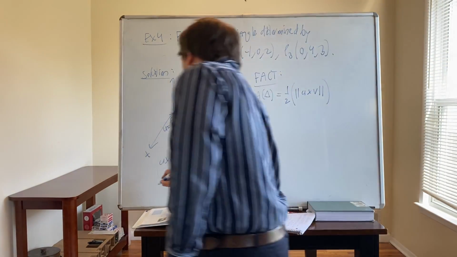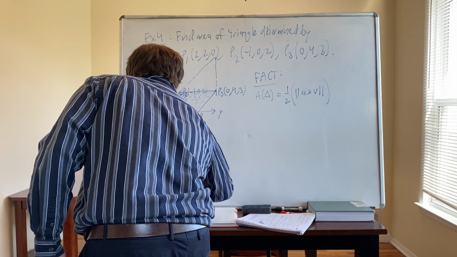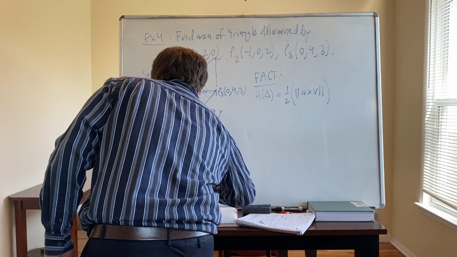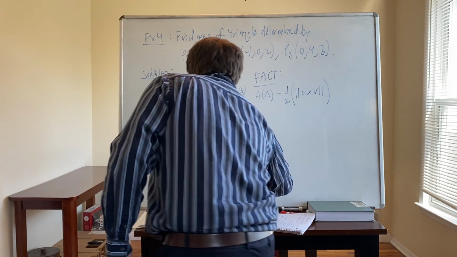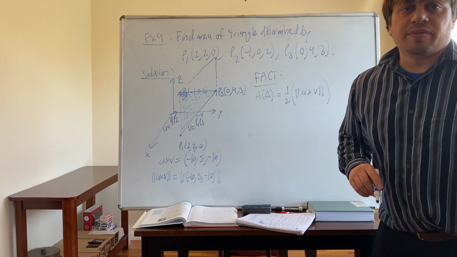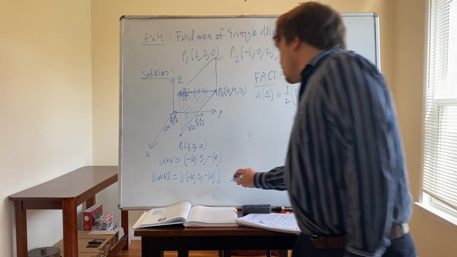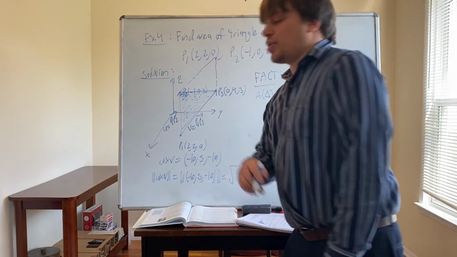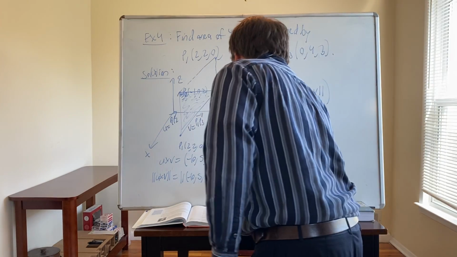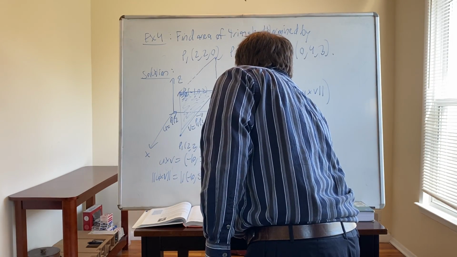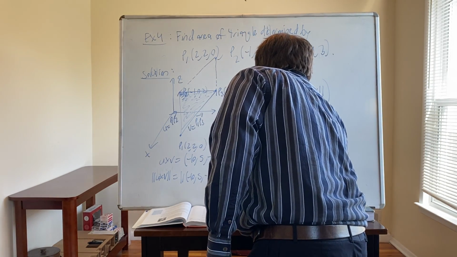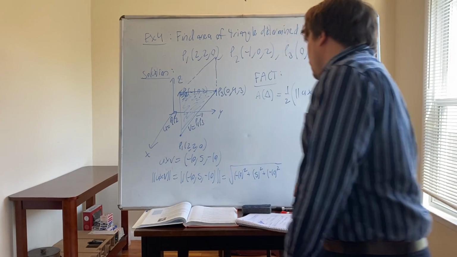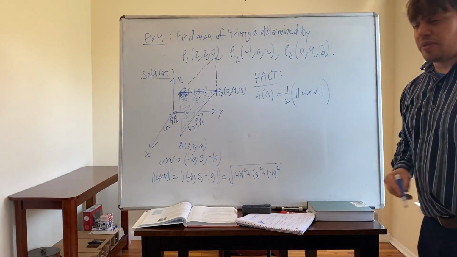And then the norm of u cross v is the norm of that vector, right? And how do you calculate the norm of a vector? You take the square root of the sum of the squares of its components. And so the sum of the squares of its components are negative 10 squared plus 5 squared plus negative 10 squared. And so you add up the squares of its components and you take the square root of the sum.